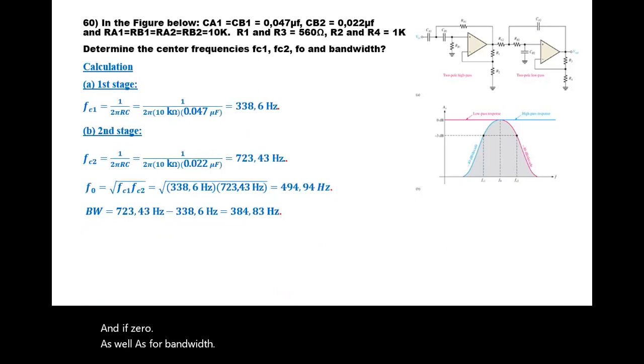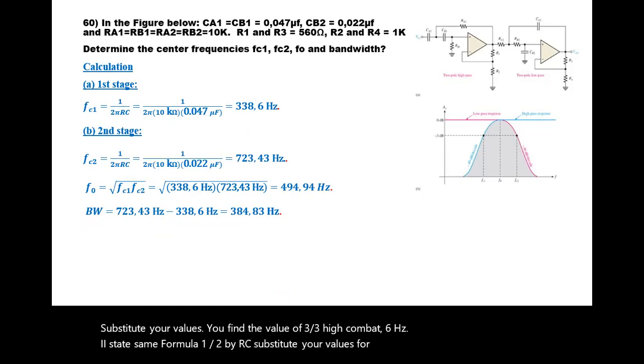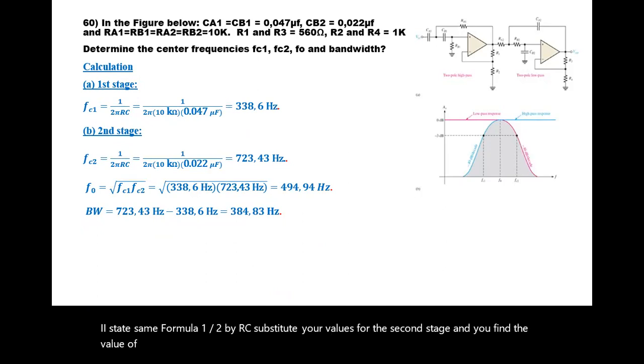In the first stage, FC1 is 1 divided by 2 pi RC. Substitute your values, you find the value of 338.6 Hertz. The second stage, same formula, 1 divided by 2 pi RC. Substitute your values for the second stage and you find the value of 723.43 Hertz.